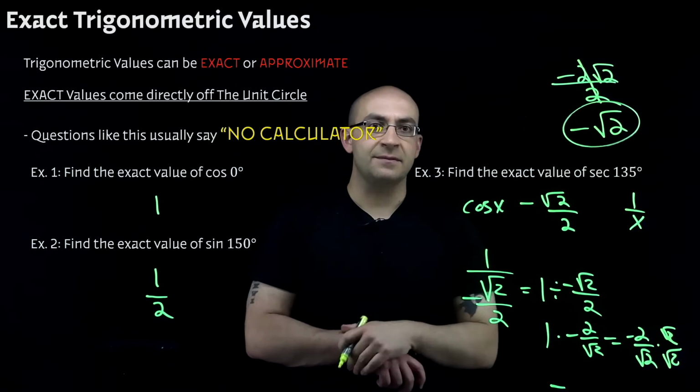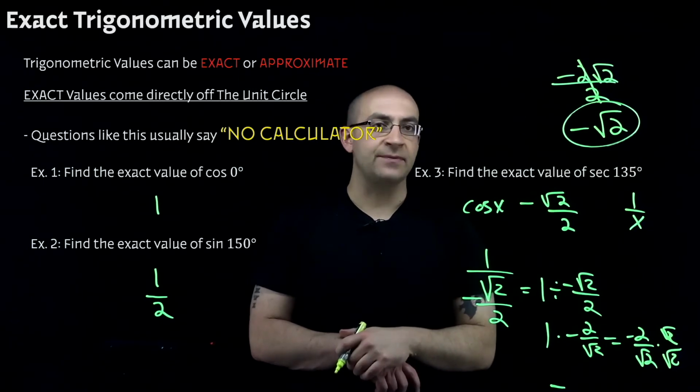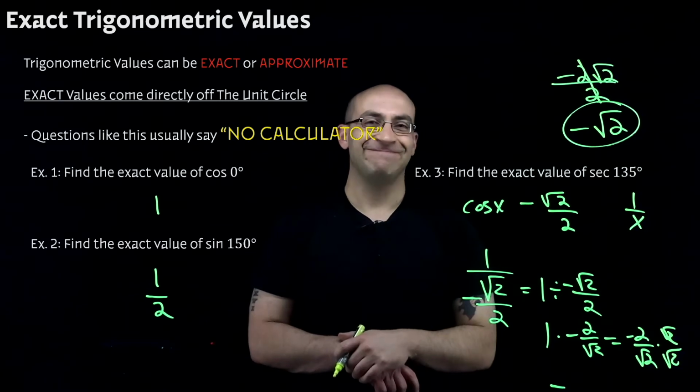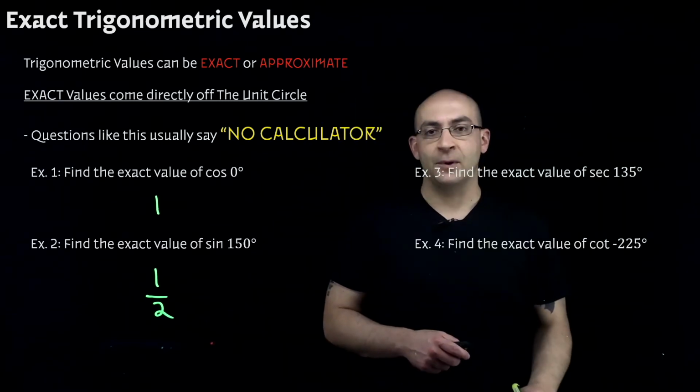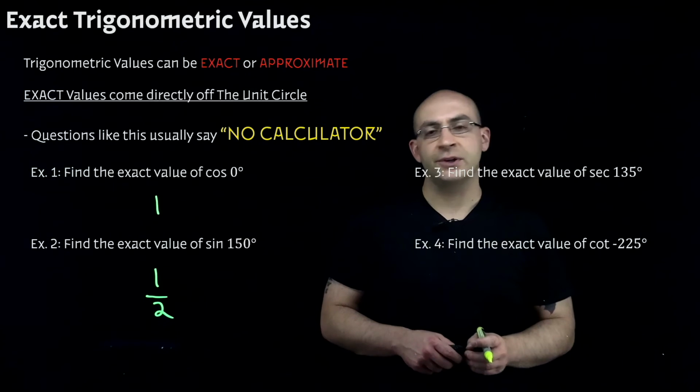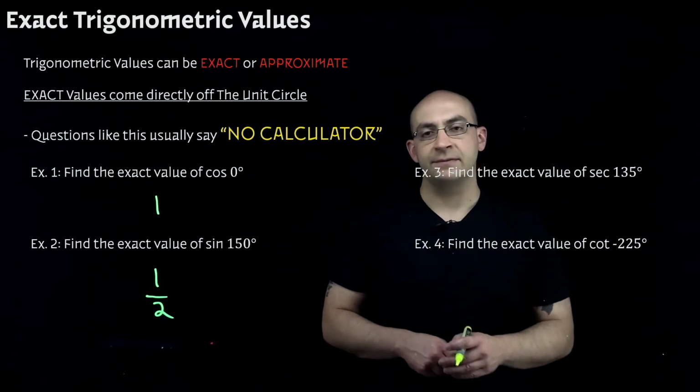The secant value at 135 degrees is negative root 2. Let's finish up. Example 4. Find the exact value of cotangent of negative 225.